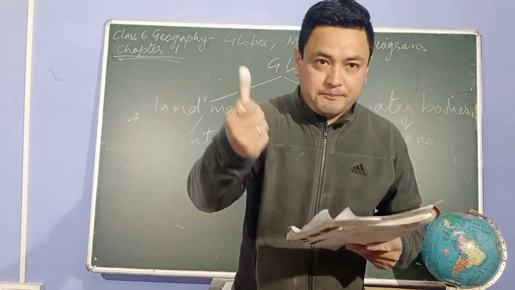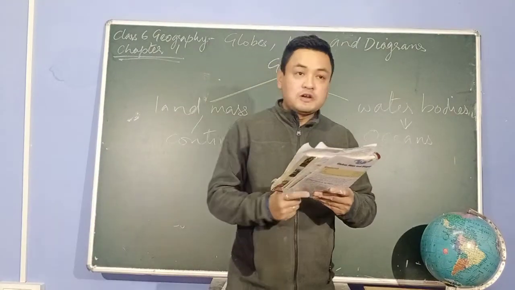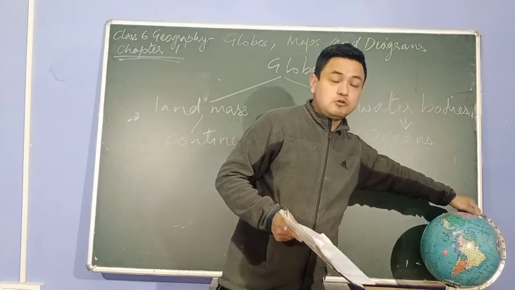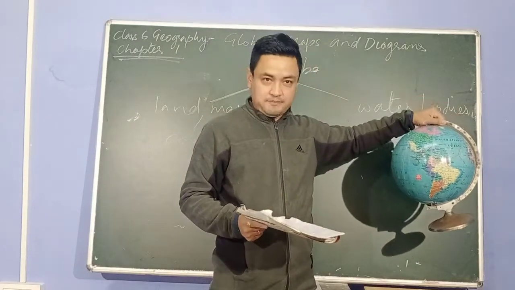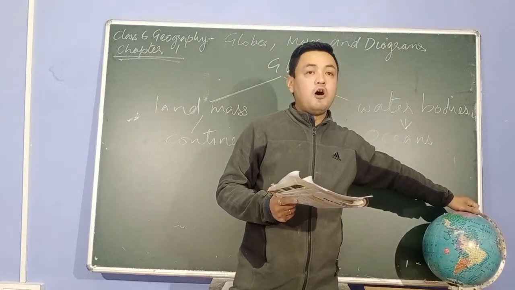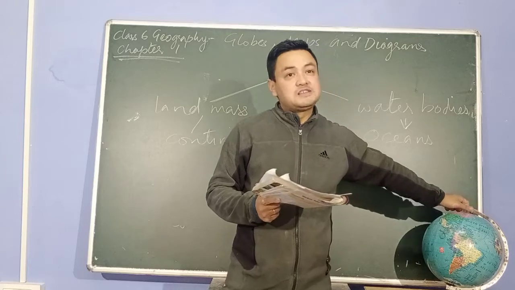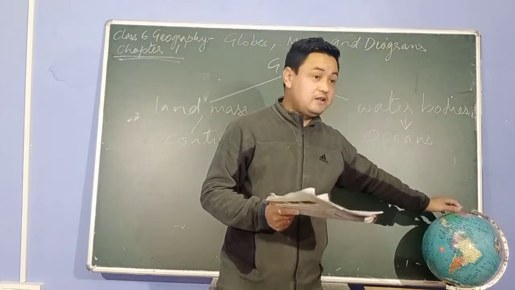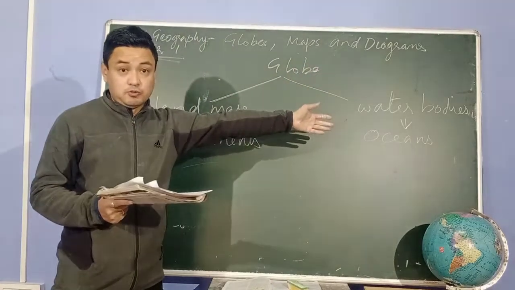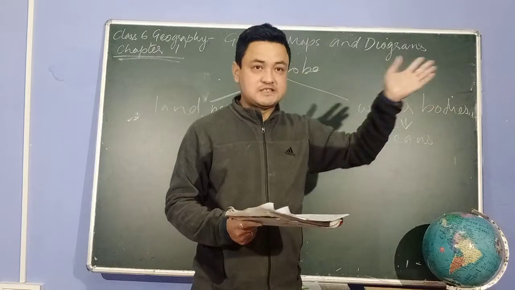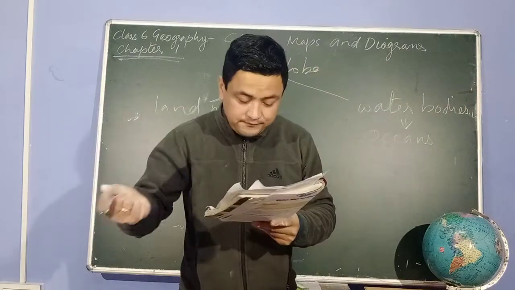It shows the shape, size, and location of all the continents and oceans of the earth. So, what does a globe show? It shows the shape. Shape means appearance. Size means how big or small the landmass or the water body is, as well as the general position or the location or the orientation of the land or the water body. So a globe only shows the land and ocean, their shape, size, and location where it is found.